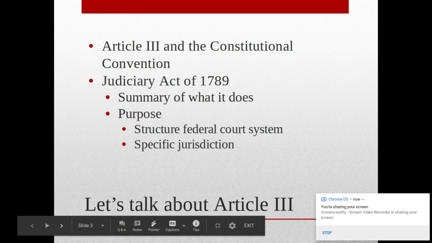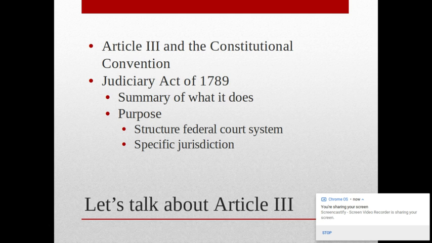So what I want to do is dig in a little bit on the history of Article 3 in the Constitutional Convention, and then I will jump right into the Judiciary Act. At the time of the Constitutional Convention, Article 3 was, I think, the topic at least that was perhaps considered a non-stressor, right? Issues surrounding the legislative and the executive branch were definitely more divisive amongst the framers.